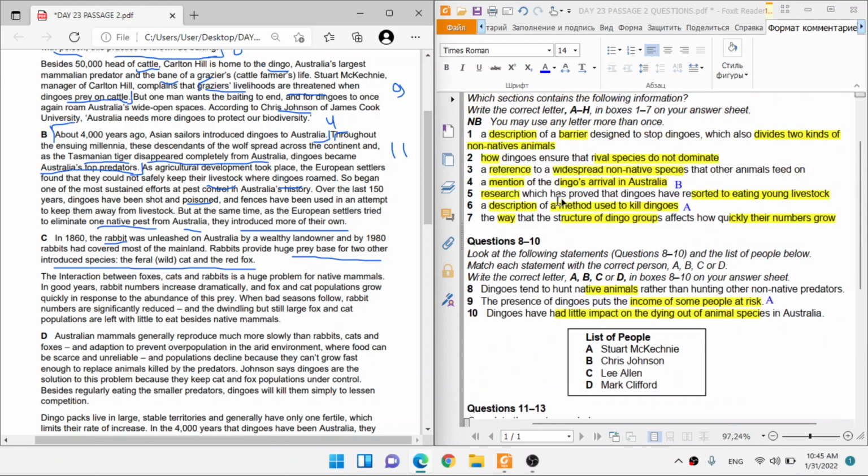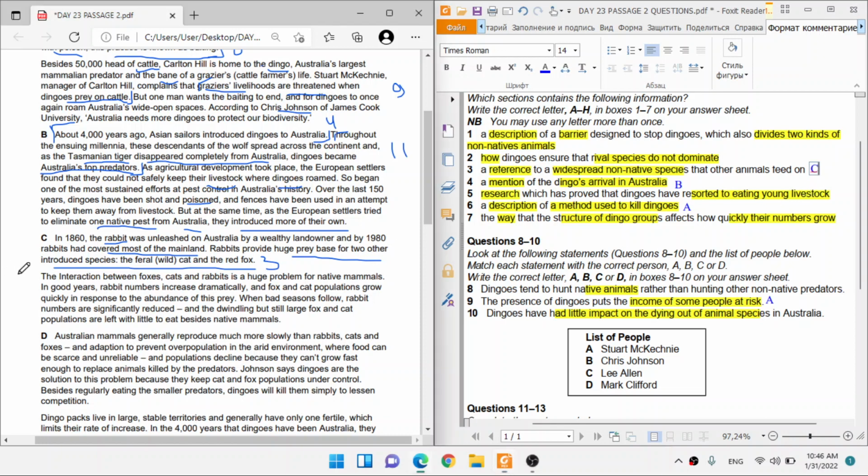Do I have anything about that? I remember reading about that. It's a reference to a widespread non-native species that other animals feed on. The rabbit is a non-native species. It was introduced by a wealthy landowner, and it covers most of the mainland. That means it's widespread and non-native. And it's prey that other animals feed on, and that's cats and feral foxes. That's question number 3, and the answer is going to be C.